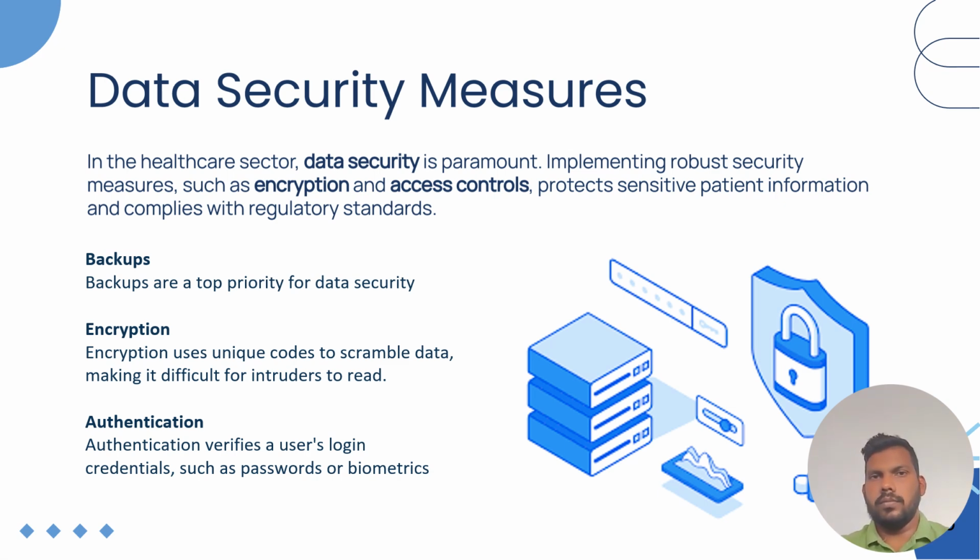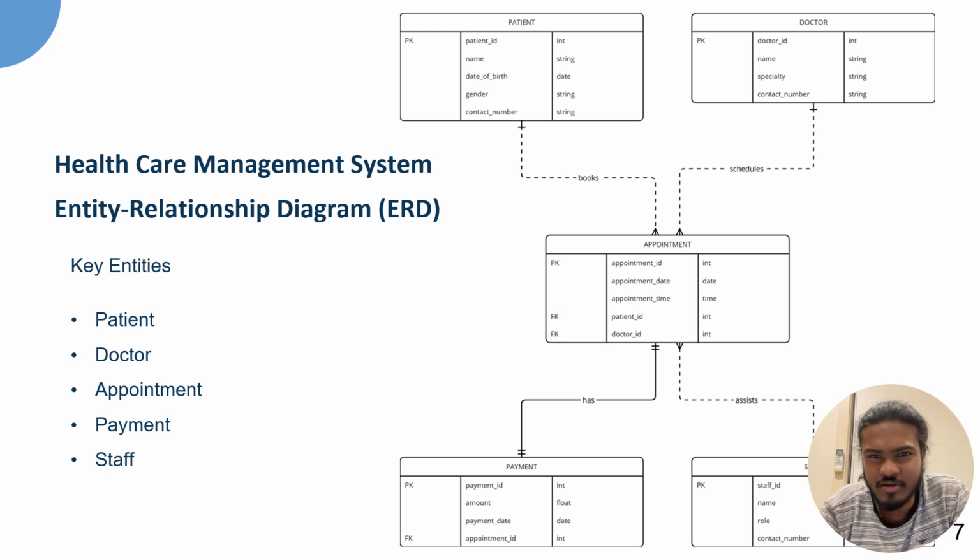Over to you. This ER diagram represents the database schema for a hospital management system with a focus on managing patients, doctor appointments, staff, and payments. Let me walk you through the key components. First one is the patient table. This table stores patient information including their name, date of birth, gender, and contact details. The primary key is patient ID, which uniquely identifies each patient.